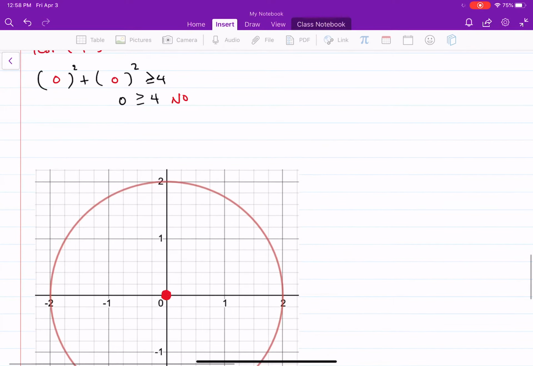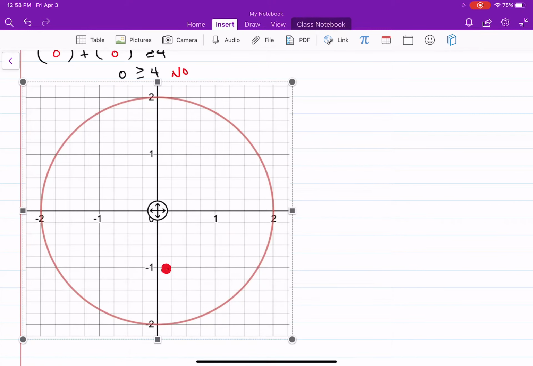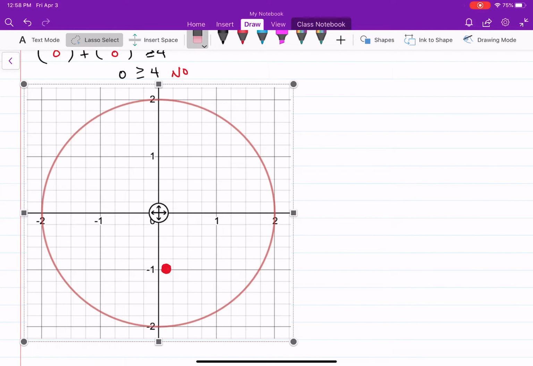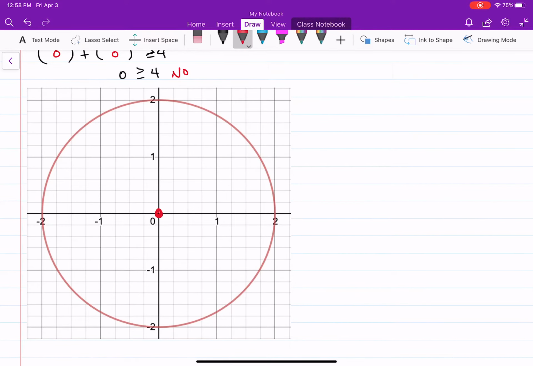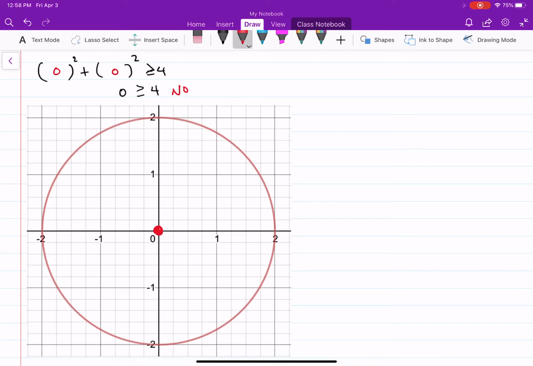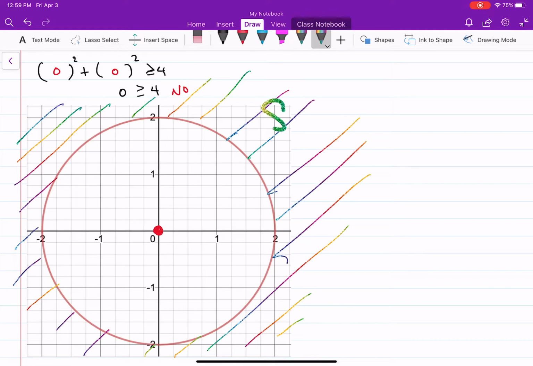All right, let's try this again. Let's move this up. There we go, and then just draw. So we're testing 0, 0, someone inside the circle. If that's a no, that means I'm going to shade everything on the outside. Okay, so that is how I would do that. And therefore my solution is on the outside.